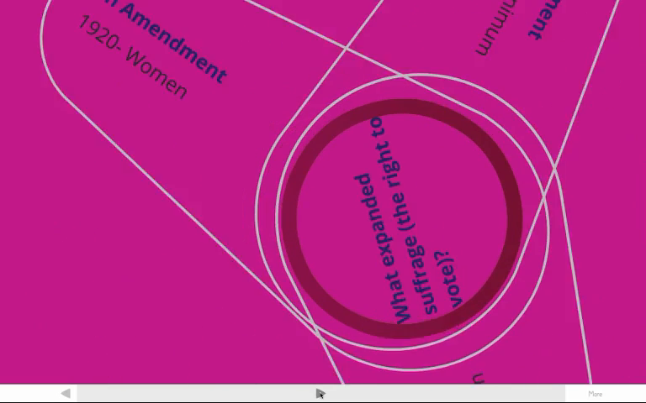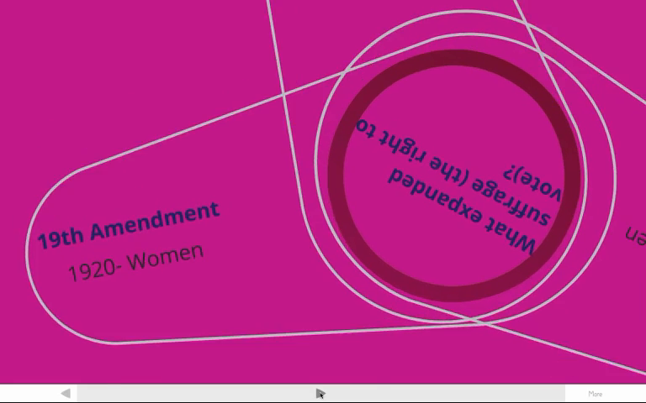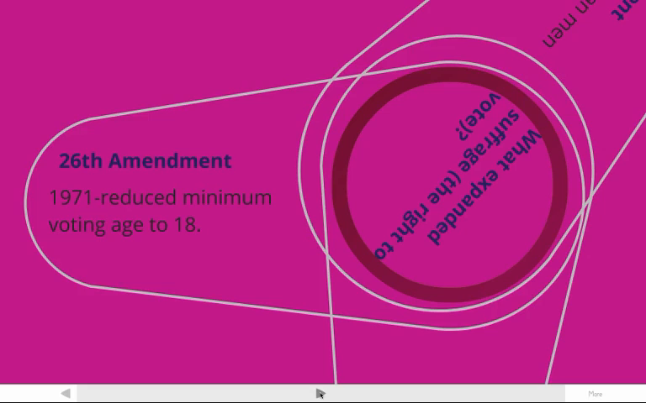The second expansion of suffrage was the 19th Amendment. This amendment was passed in 1920, and this gave women the right to vote, still expanding suffrage even further. The final expansion of suffrage is the 26th Amendment, and in 1971, this reduced the minimum voting age to 18.